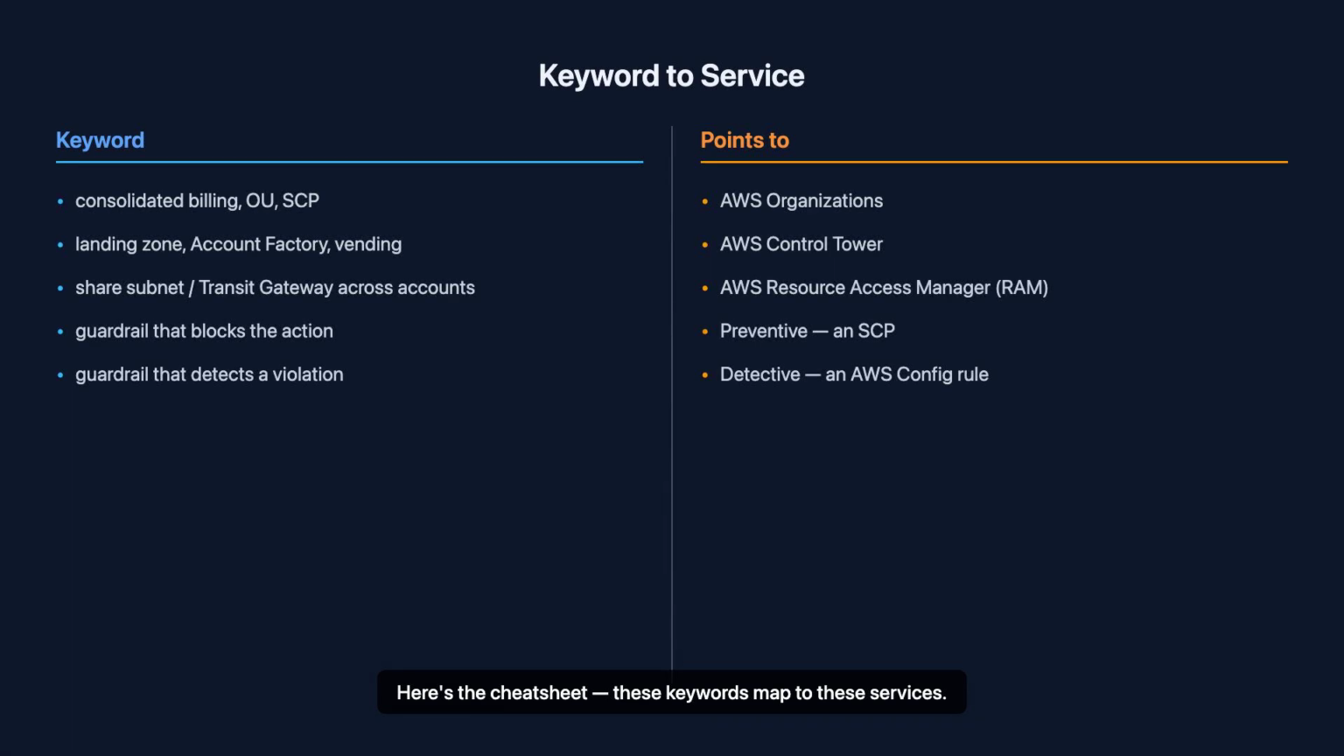Here's the cheat sheet. These keywords map to these services. Consolidated billing, OU, or SCP points to Amazon Web Services organizations. Landing zone, account factory, or vending points to Amazon Web Services Control Tower. Sharing a subnet or transit gateway across accounts points to Resource Access Manager, or RAM. A guardrail that blocks an action is preventive, implemented as an SCP, and a guardrail that detects a violation after it happens is detective, implemented as an Amazon Web Services config rule. 5 mappings, and a lot of scenario questions collapse to one of them.